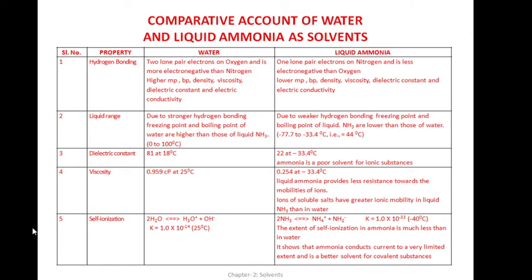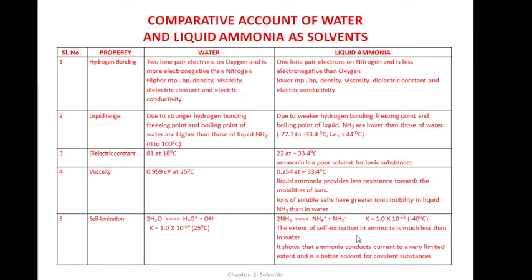Final aspect, self-ionization. Self-ionization means the molecule ionizes on itself. You have water. Water self-ionizes to produce H3O plus and OH minus. So the ionization constant is 1 into 10 to the power of minus 14 at 25 degrees centigrade. It's very important, right? When we study pH and all, we take the scale as 10 to the power of minus 14. Okay, 14 scale.